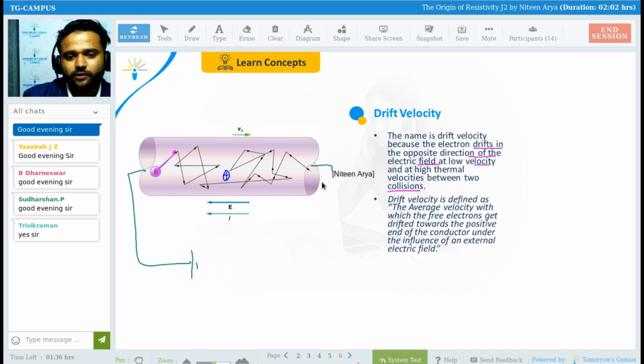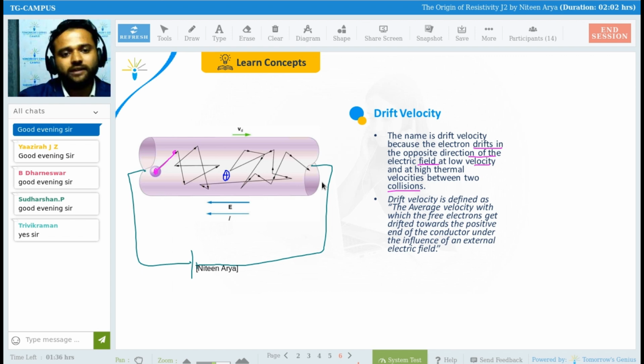due to this positive-negative scenario. And they are automatically in random motion, so they collide with each other, again and again. Due to the collisions there is high thermal velocity, because when you hit something, some of that energy is converted into thermal energy. Thermal means they are going to heat up. So when electrons collide with themselves and with ions, that is the phrase they write: at high thermal velocities between two collisions.